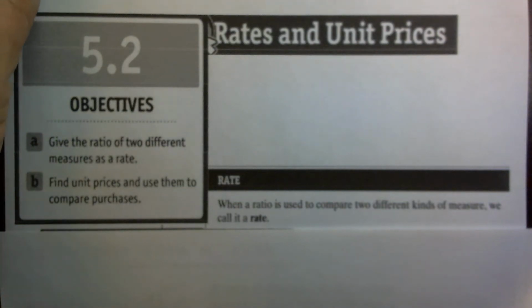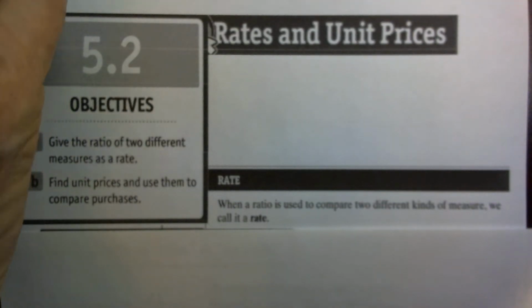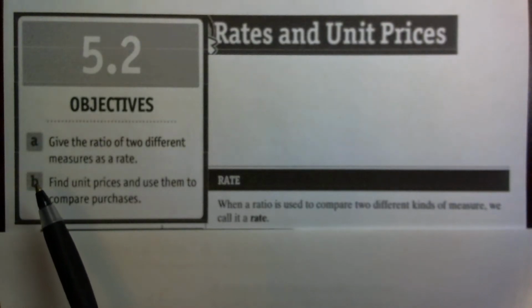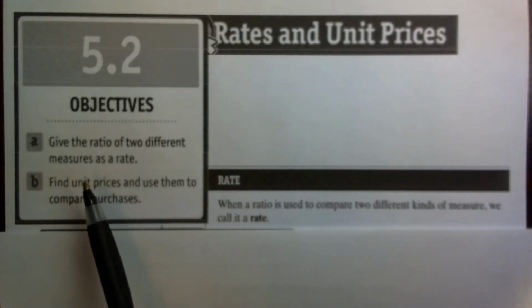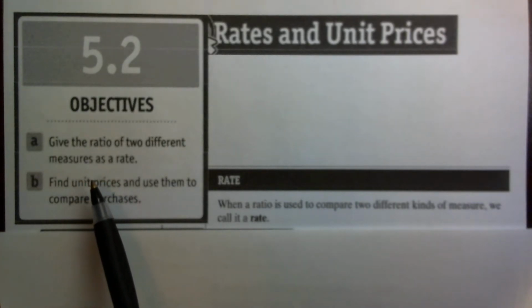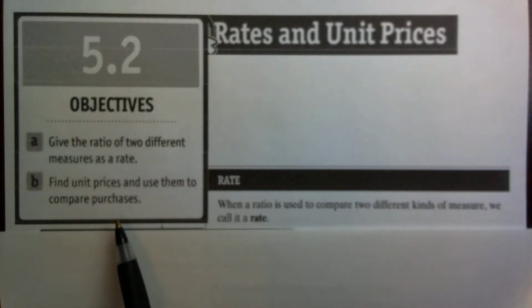Section 5.2 covers the topics of rates and unit prices, and you're probably somewhat familiar with that. For example, when you gas up, it's given how many dollars per gallon, so you're familiar with that in the applied version. Here we talk about what the ratio is of how we measure that as a rate. Then we have two different measures. That gives us a so-called rate, and then we find unit prices and use them to compare purchases.